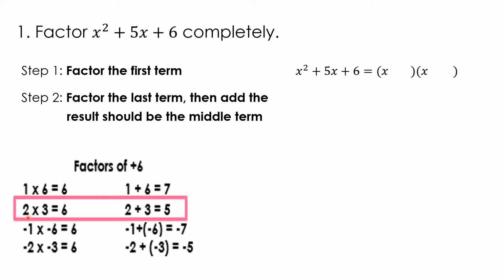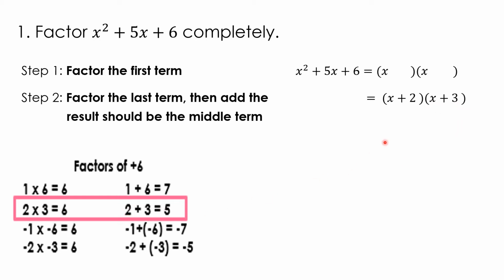Now let's add the factors 2 and 3, so the answer is positive 5. So we take these factors 2 and 3 as we use in factoring. So we have now our final answer, which is the quantity x plus 2 times the quantity of x plus 3.